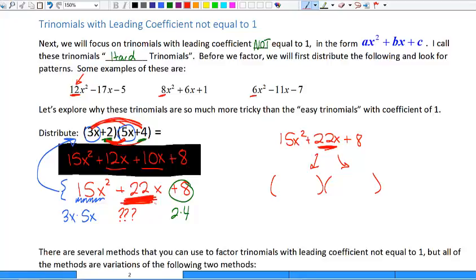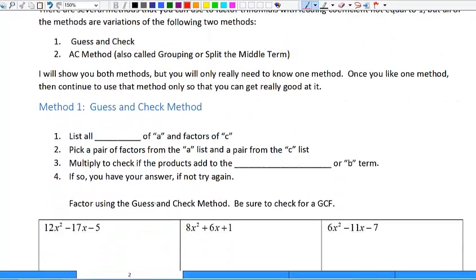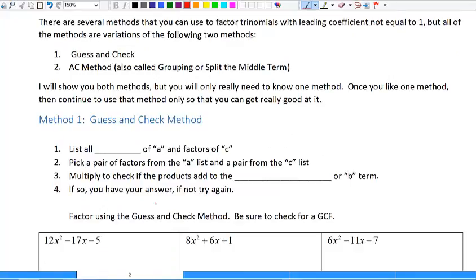Now, there are several methods that you can use to factor trinomials with leading coefficient not equal to 1. But all of these methods are just variations of the following two methods. The two methods we're going to be talking about are guess and check and the AC method, also called grouping or split the middle term. If I use those other words, they're interchangeable.